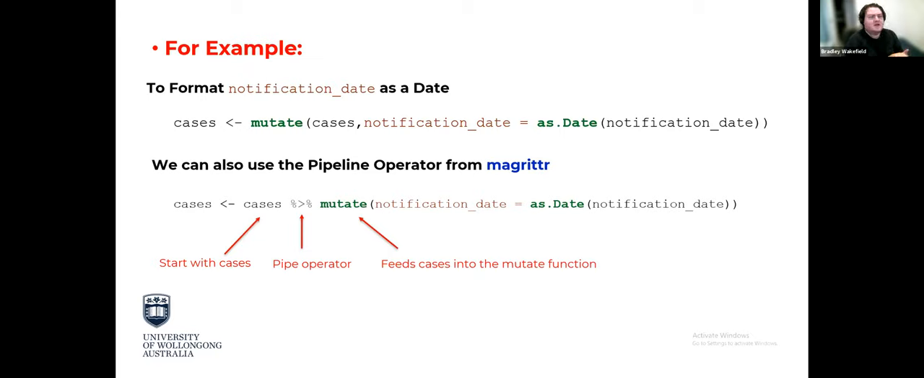So the first one is, all I want to do is tell R that notification date, that column that we had in our original data set, is a date, to format it as a date, so that when we do our plots and our summaries, R knows that we're talking about dates and treats it as such. So very simply, cases was the original name of our data set. I can just mutate cases and tell it that the column notification date is now going to be equal to notification date, but as a date. So we're putting it in this function, converting each of these observations into the format of the date.